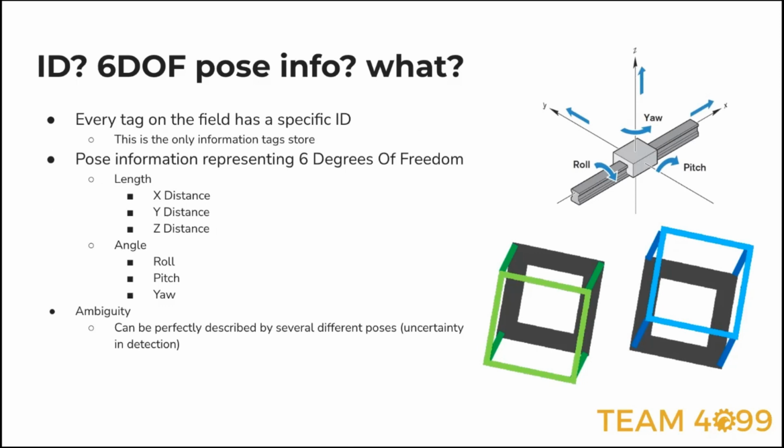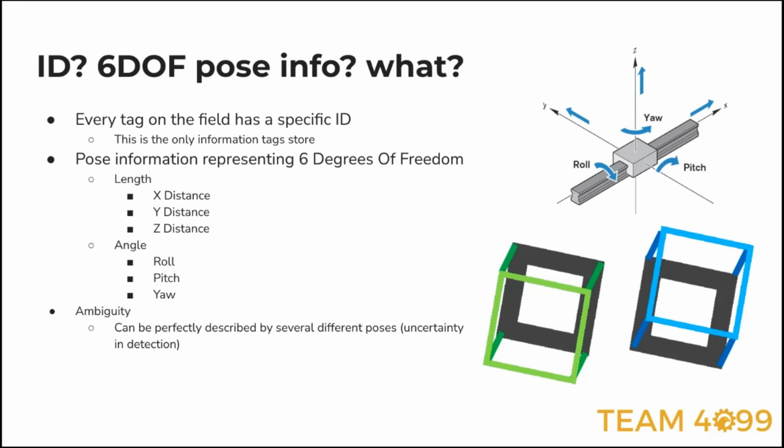And each one of those tags has 6 degrees of freedom, which is the X, Y, and Z length, as well as the roll, pitch, and yaw. So a tag has a specific pose. A pose is just 6 degrees of freedom, X, Y, and Z, roll, pitch, and yaw. And you can get this data from the tag and understand where that tag is, where you are, based on looking at that tag. And that can be used for detecting where your robot is, which we'll go into more on the later slides.